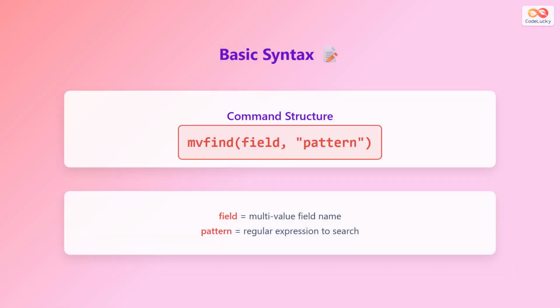The basic syntax for the mvfind command is quite straightforward. The command structure follows this pattern: mvfind, followed by parentheses containing two parameters. The first parameter is the field name. This is the multi-value field you want to search through. The second parameter is the pattern, which should be enclosed in double quotes. This pattern is the regular expression that defines what you are looking for within the multi-value field.